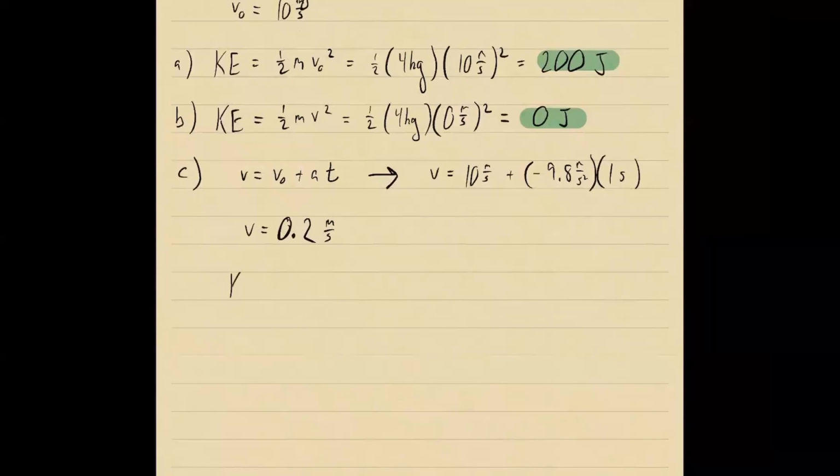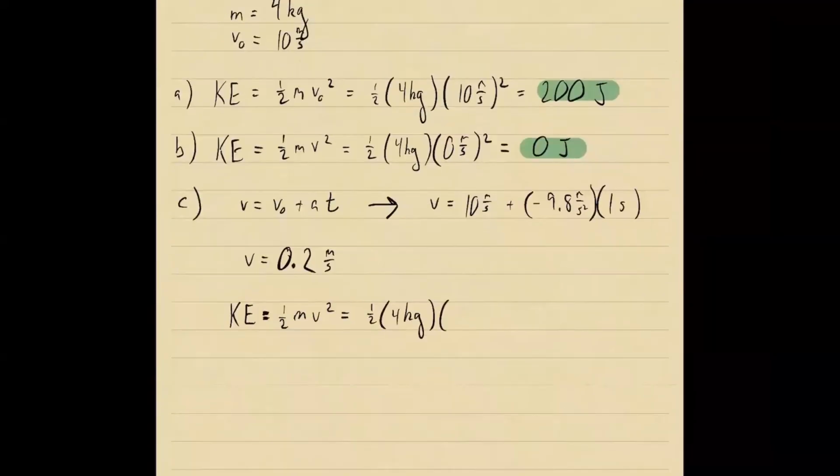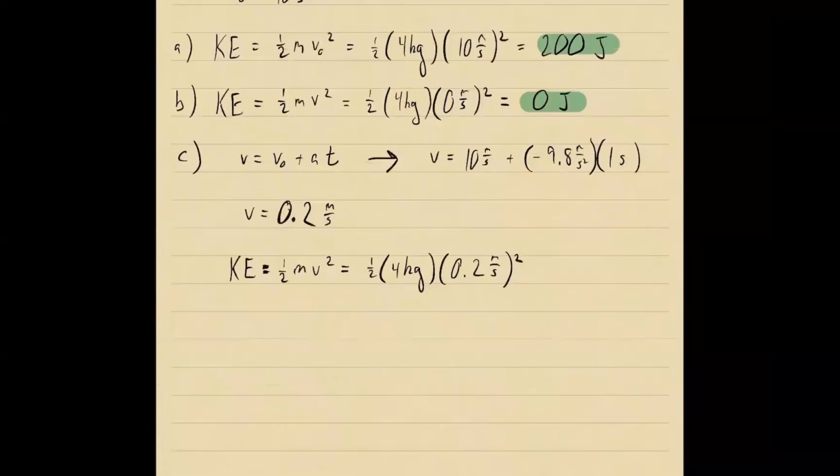So now the kinetic energy of this ball, right at this point, is 1/2 times the mass times the final velocity squared. So this is going to be 1/2 times the mass of the ball, which is 4 kilograms, times the velocity after 1 second, which is 0.2 meters per second, squared. So our kinetic energy, in this case, is going to be 0.08 joules.